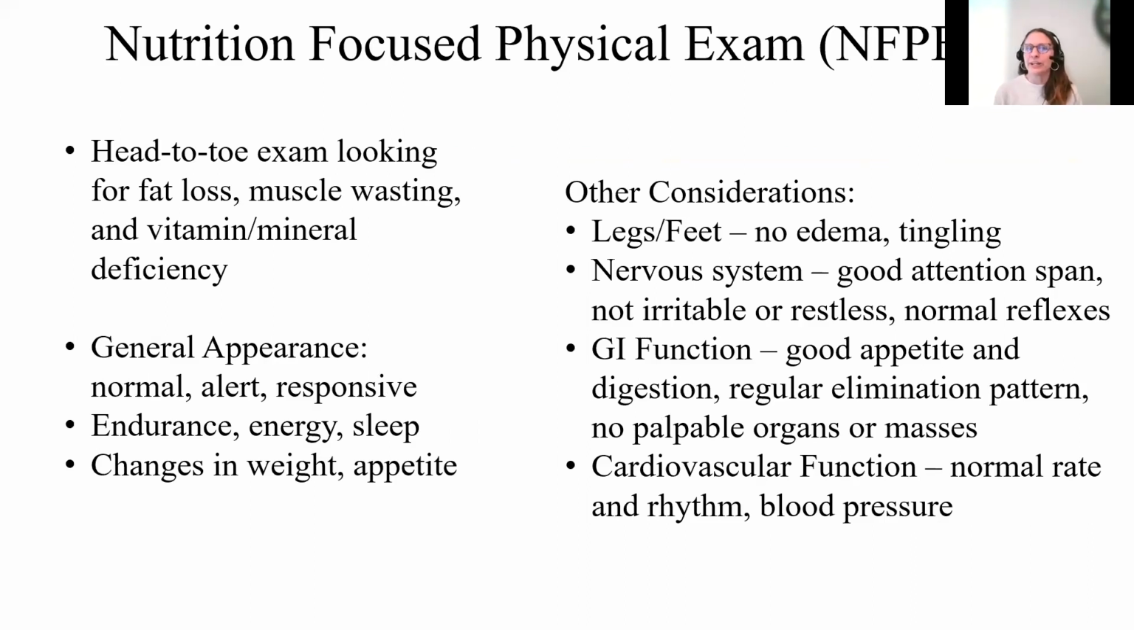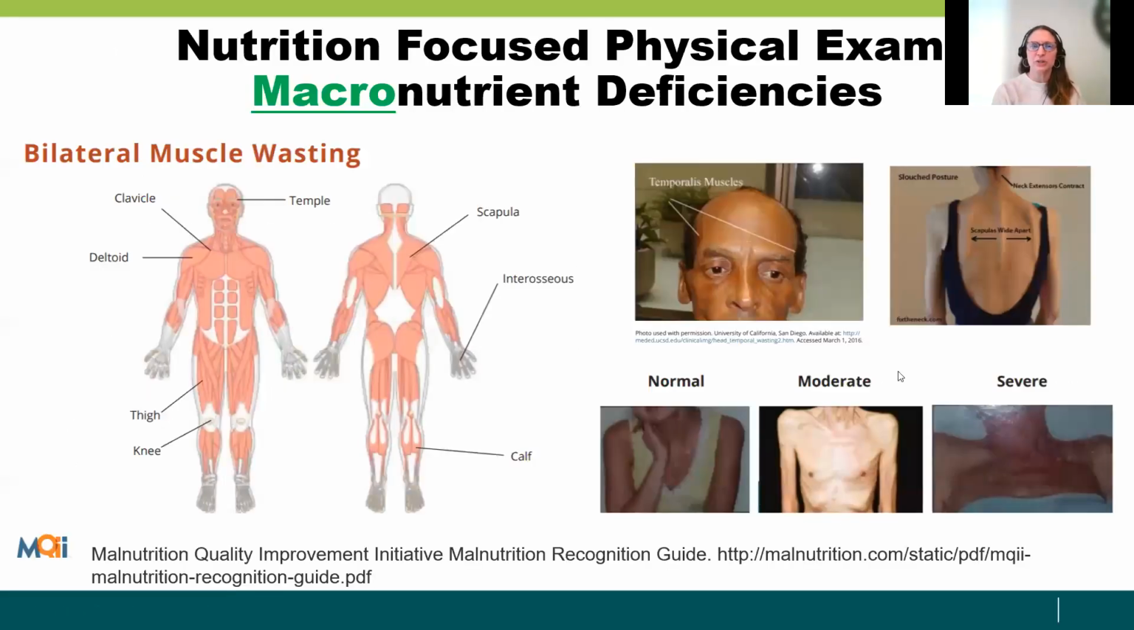And then the last area of the assessment is looking at a nutrition-focused physical exam. This is a head-to-toe exam where we're looking for any malnutrition that might be present, such as fat loss or muscle wasting, vitamin and mineral deficiency, and checking out the general appearance that a patient has. How is their energy? Are they lethargic? Are they sleepy? How are they sleeping? And this is another good place where, if I'm interacting with a patient, I can ask them about their appetite and their changes in weight.